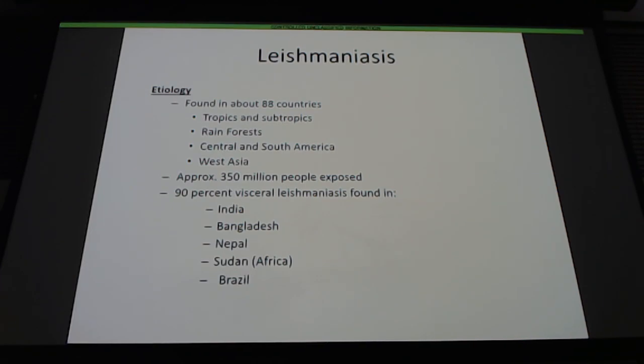There are 3 forms that we generally talk about: the cutaneous, mucocutaneous, and visceral forms. It's found in 88 countries, tropical, subtropical, rainforests, Central and South America, West Asia.